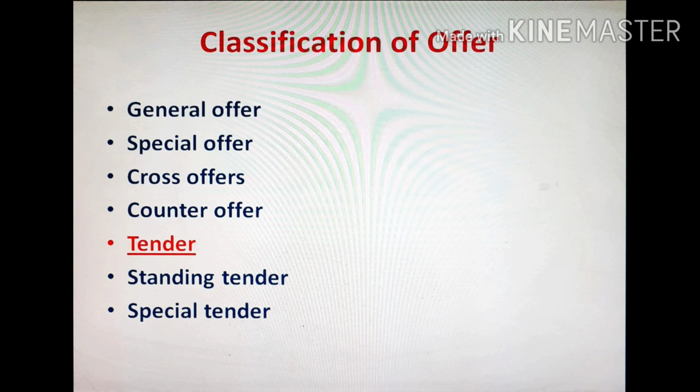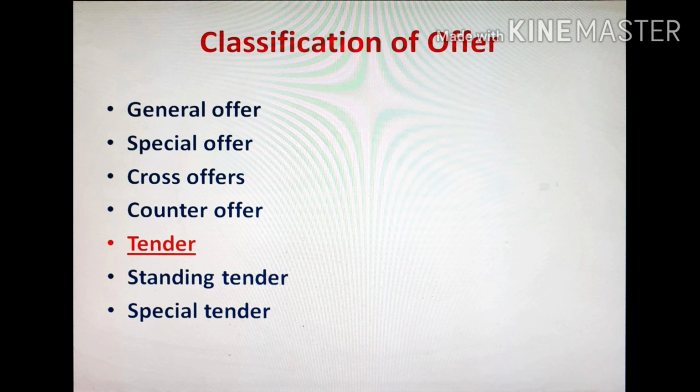Second, we have special offer. Obviously, an offer made to a specific person or a specific offeree is called special offer, to which others cannot give their acceptance. Third, we have cross offers. I am using the word offers, plural. So, when two identical offers are exchanged between the parties in ignorance, the offers are said to be crossed.